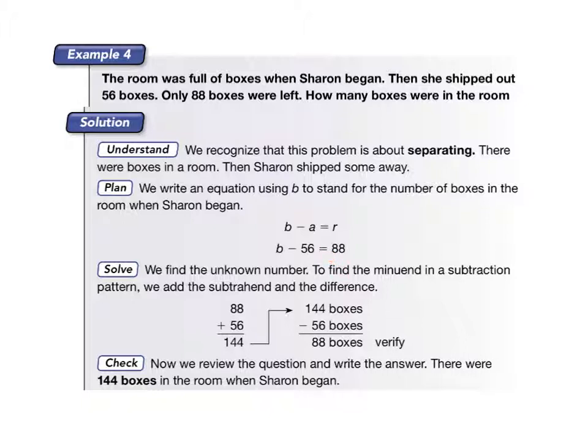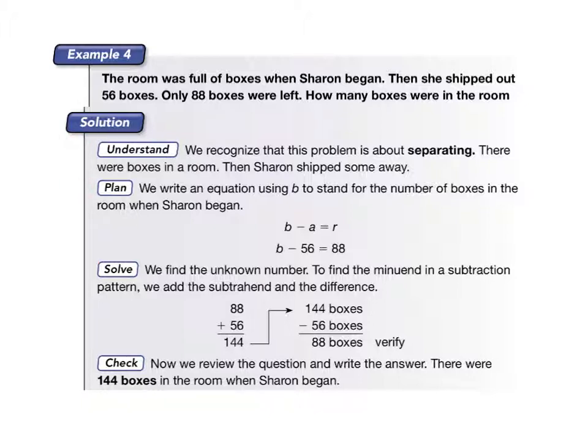So that's the plan. Now we're going to solve that. In order to solve it, we actually have to add the 56 and the 88 back together to get the beginning amount of 144. And then we can check it by subtracting. So we know that the answer is 144, and we've done our 4-step problem-solving process.